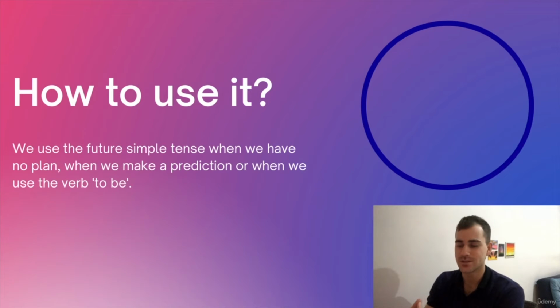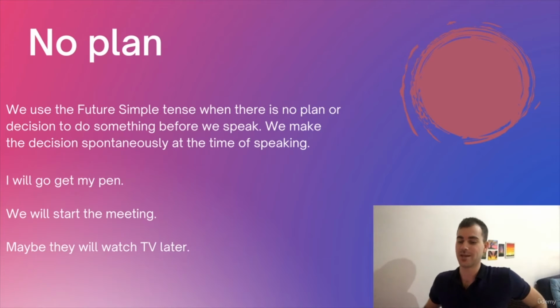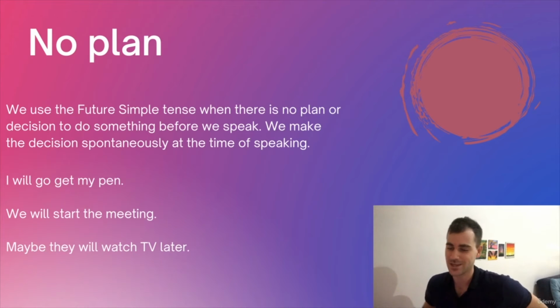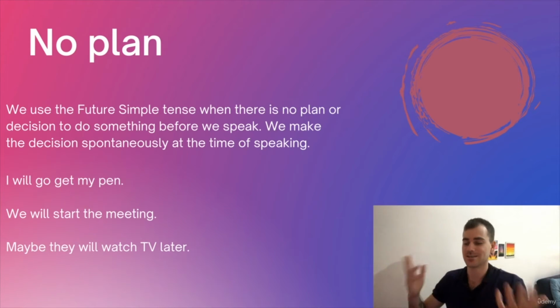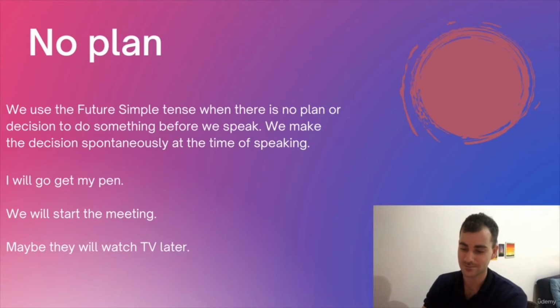How do we use the future simple tense? In which situation do we use it? We use the future simple tense when we have no plan, when we make a prediction, or when we use the verb to be. Let's look at all these cases. No plan. We use the future simple tense when there is no plan or decision to do something before we speak. We make the decision spontaneously at the time of speaking.